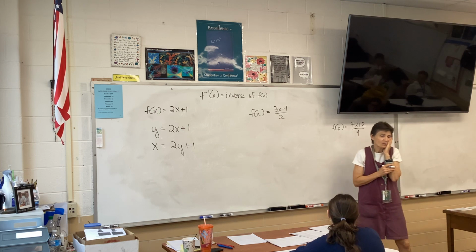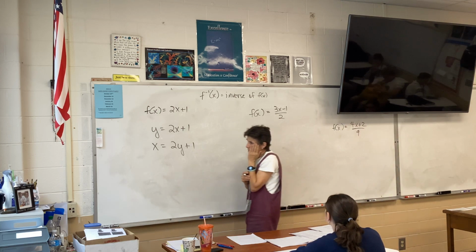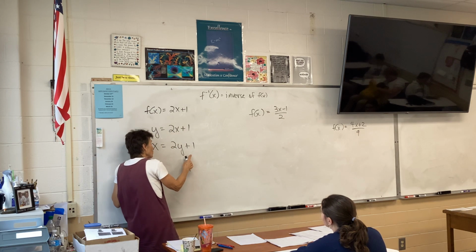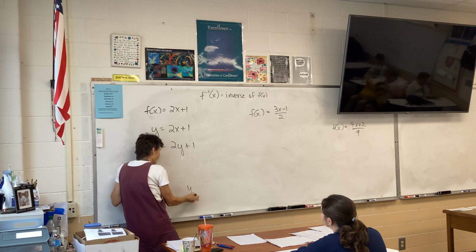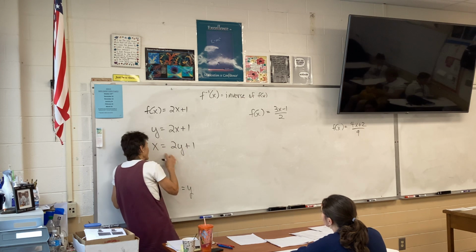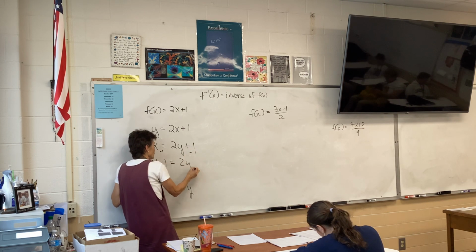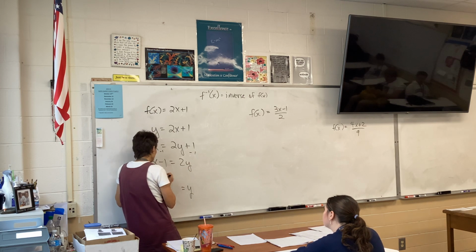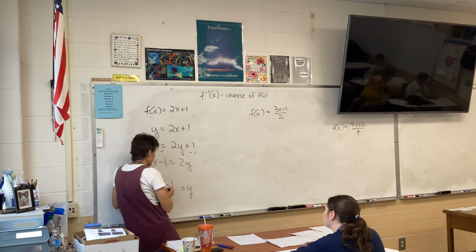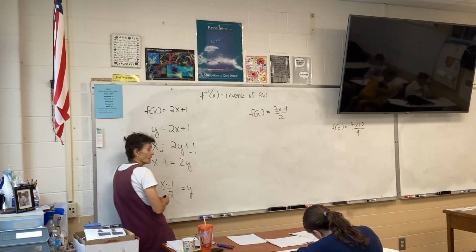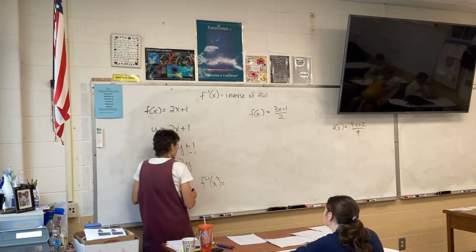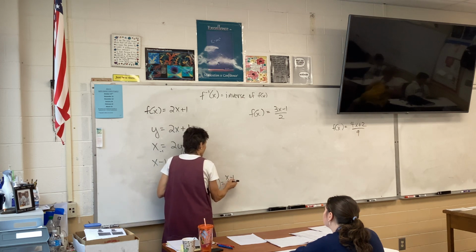Okay. So we switch our variables. Now, get y by itself. So what would I do now? Eventually I want this to say y equals. So what do I need to do first here? Subtract 1. Subtract the 1. So x minus 1 equals 2y. And then divide by 2. So y equals x minus 1 over 2. And that is the inverse. So the direction said find the inverse, and it is x minus 1 over 2.